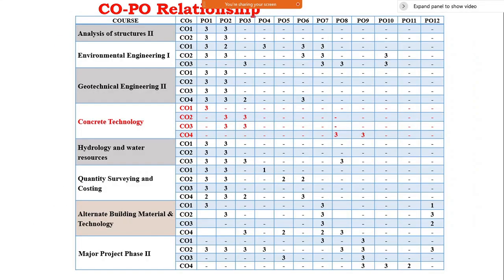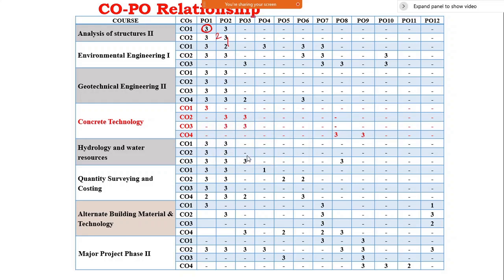This kind of sheet we have seen in most places. In this analysis of structures, CO 1, 2, 3, 4, and here only 2 COs are mapped with 2 POs or something. And we may come up with an equation. How can I put 3 marks, 2 marks, or 1 mark? That is where most of the time we face difficulty. Why should I give 3 marks there? Why should I not say it is 2 marks or 1 mark? That is an equation, and it is solved with a simple technique.